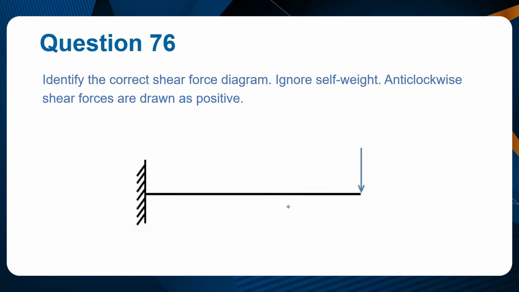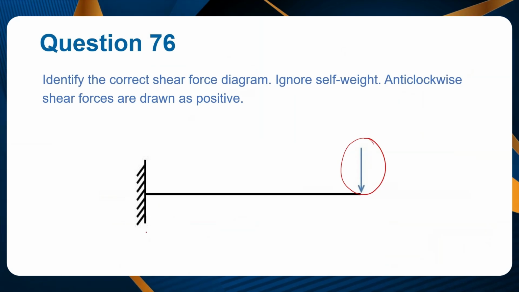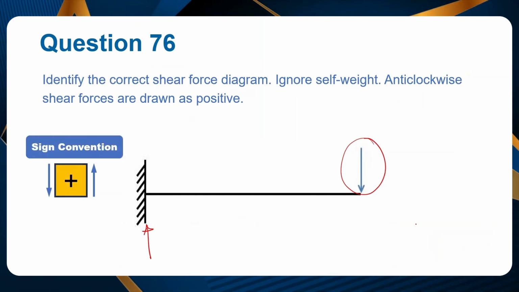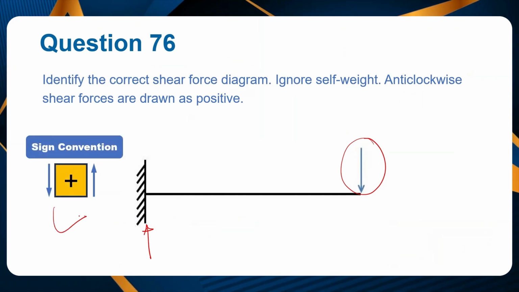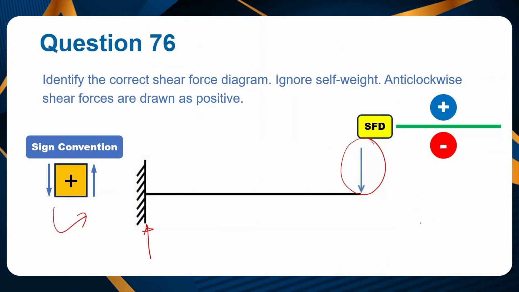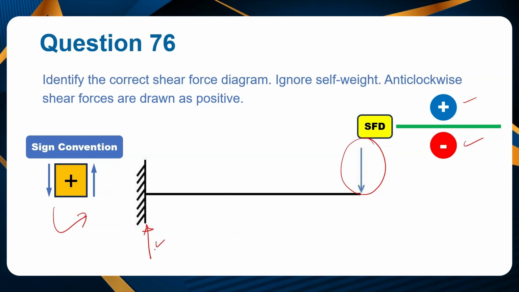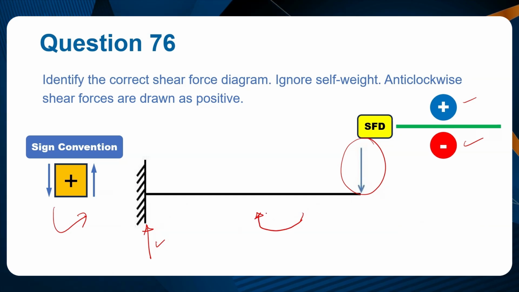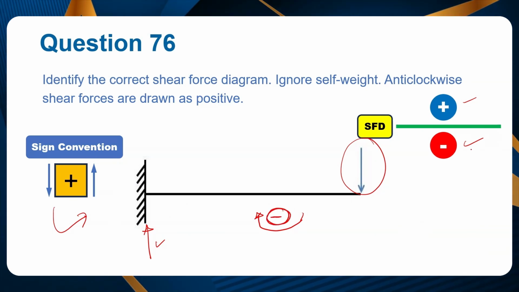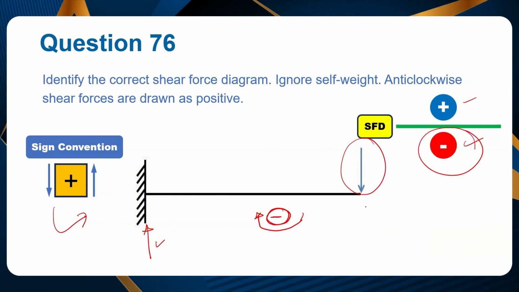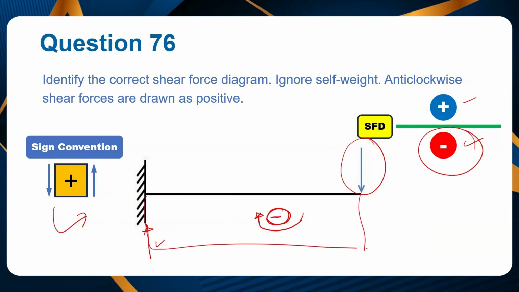Let me move to this question. This is a very simple one actually. We have loading applied over here. The reaction is going to be upwards. We have to identify the shear force diagram. Self-weight is ignored. This is the direction of forces, and this is how we will draw it on a shear force diagram. Here the reaction is upwards, and this is creating a clockwise moment, and you know that clockwise moment is considered as negative, so it should be drawn on the negative side. So the diagram will simply look like this.